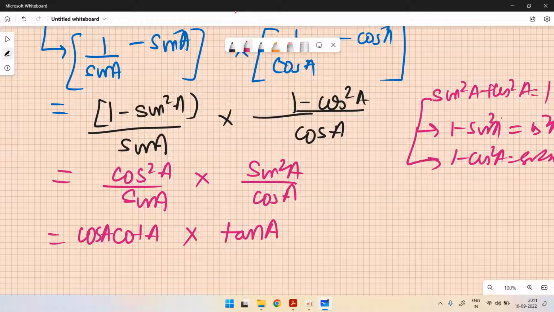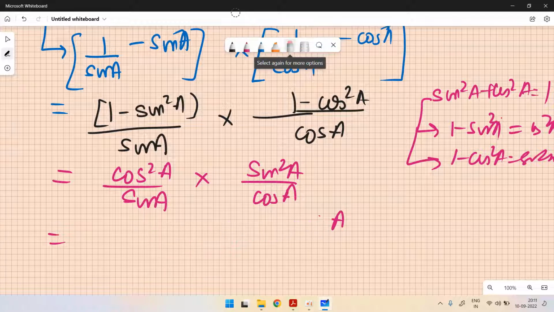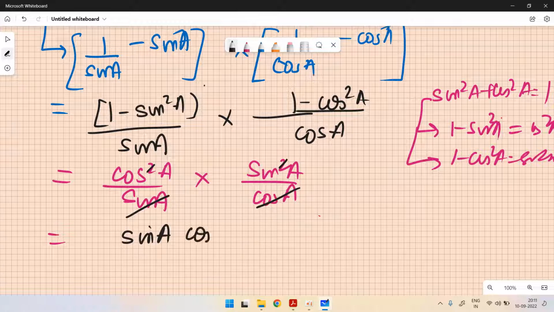Oh sorry, no need to write this. Directly we can do it from that. It was just one sine A and one sine A, and this cos A and cos A cancel. This ultimately becomes sine A into cos A.